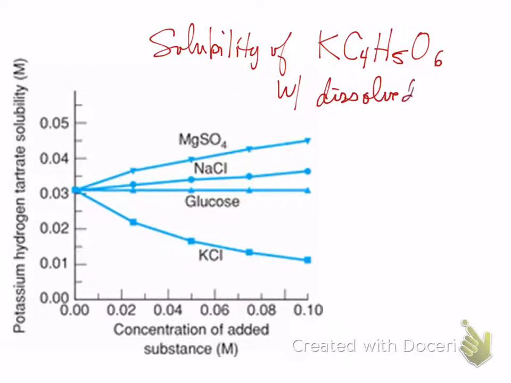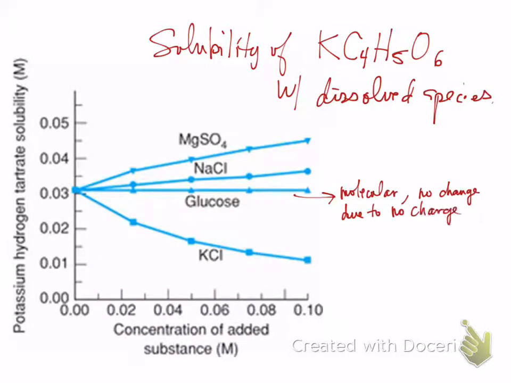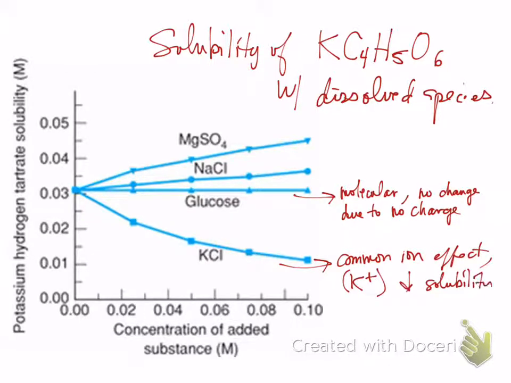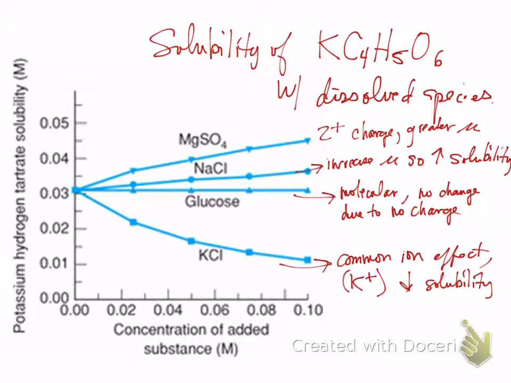So if we label the plot, we can see that the middle one is molecular, so there's no change because there's no charge. The bottom one has common ion effect resulting from the decreased solubility of our species because K plus solubility remains constant. The top one is 2+ charged ions, and so we see an increase in the total solubility. And the sodium chloride is an increase in mu, but not as strong of an increase as mu for magnesium sulfate. So while we see an increase in solubility, it's significantly less.